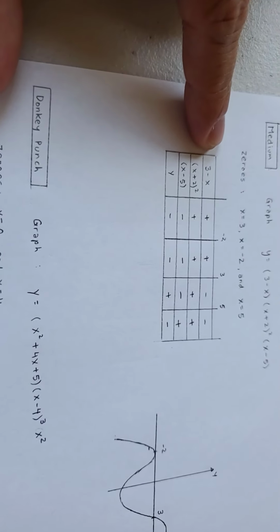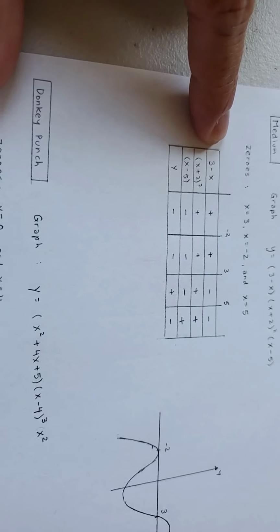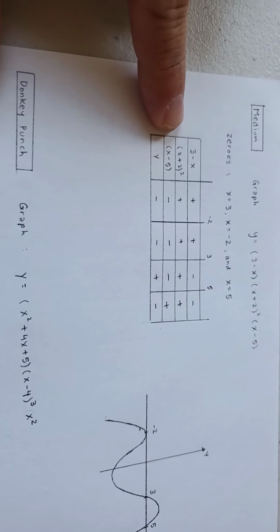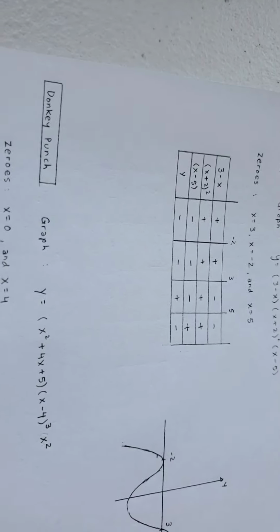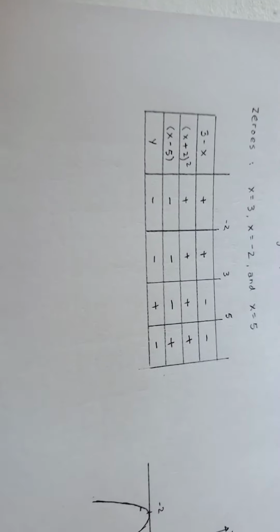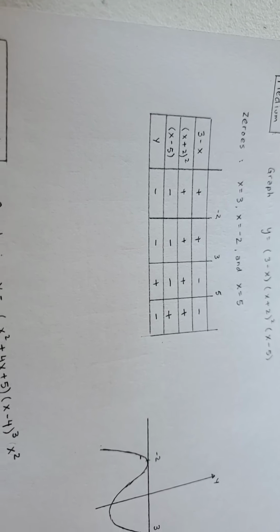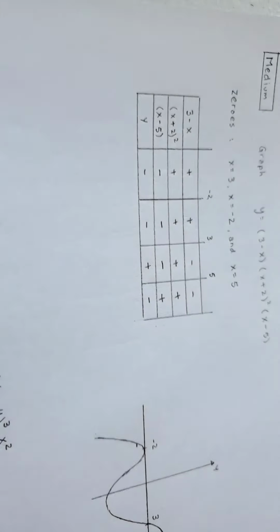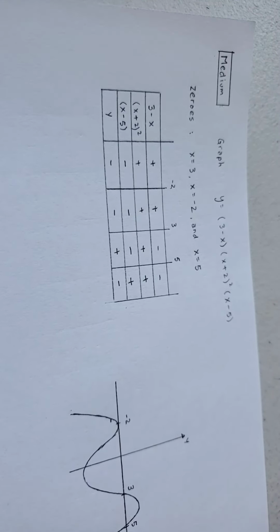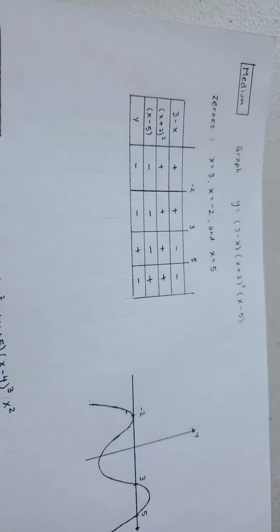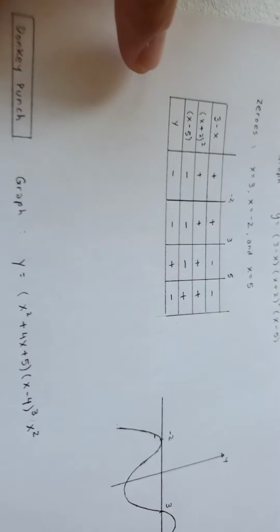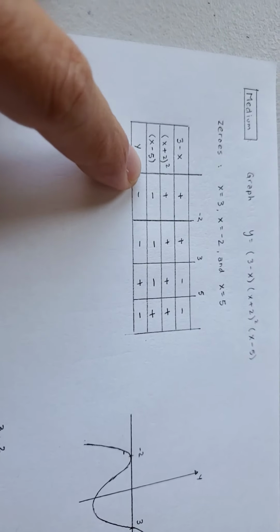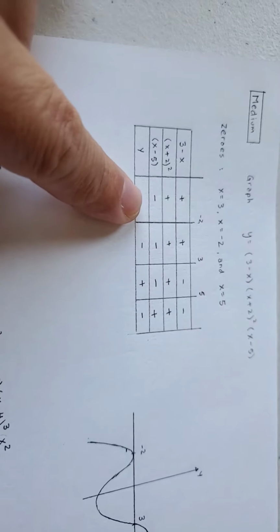Again, create the rows for all of the factors: 3 - x, (x + 2) squared, x - 5, and so forth. I can actually put the factor (x + 2) squared together because they are the same factor. If I created a row for it and wrote 2 of them, it'd be basically the same thing, so it's okay to just put them together. Nonetheless, create the chart so you can see where it is positive, where it is negative, and so forth.